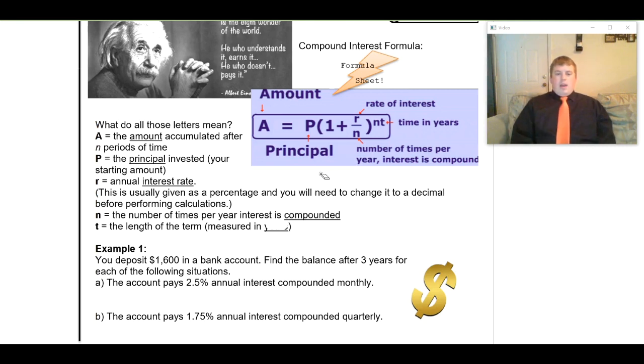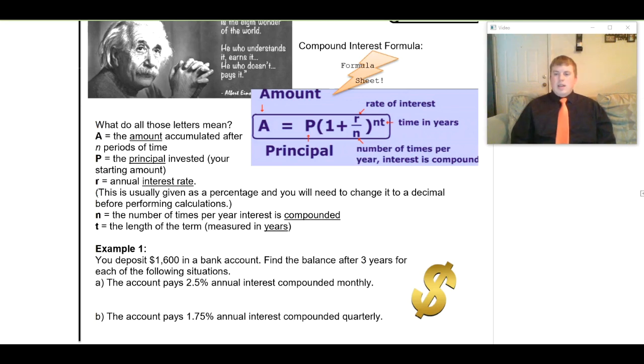N is going to be the number of times per year interest is compounded. Now, this can be a little bit tricky because they don't always give it to you as a straight number. Sometimes they might use words like quarterly or monthly or yearly, and you have to think about what that means as to how many times a year it is. Finally, T is going to be the length of the term measured in years. So however many years you are investing your money, that is going to be what you plug in for T.